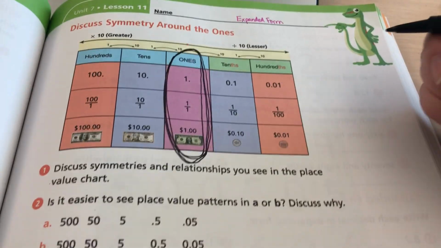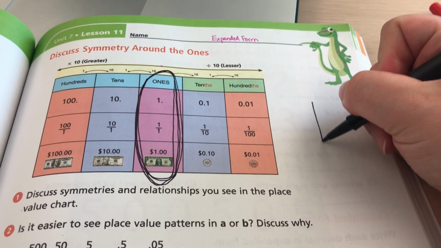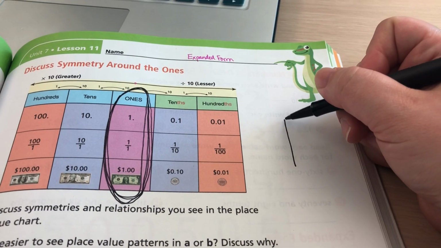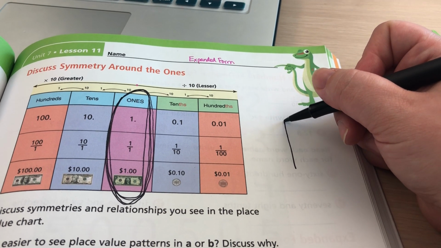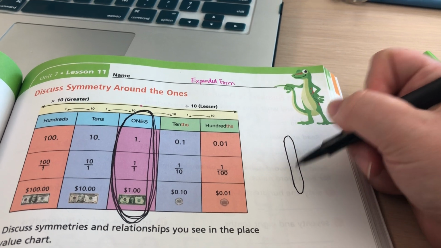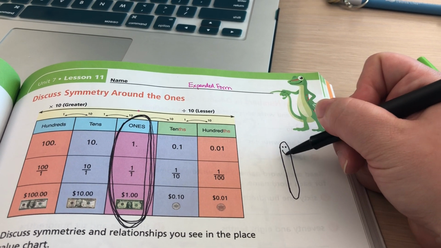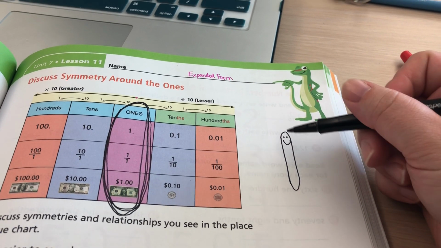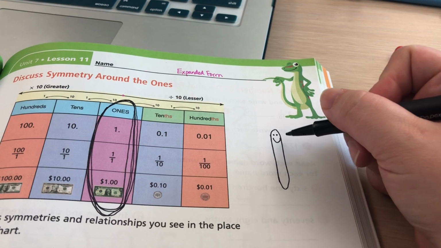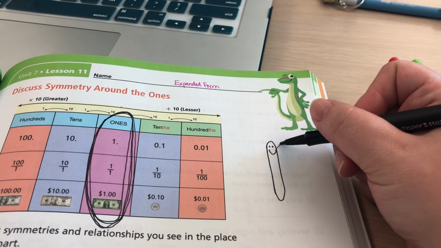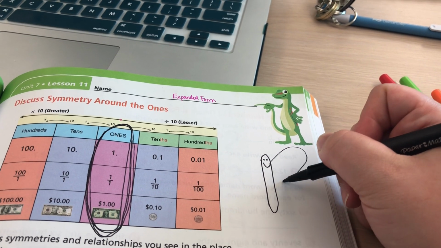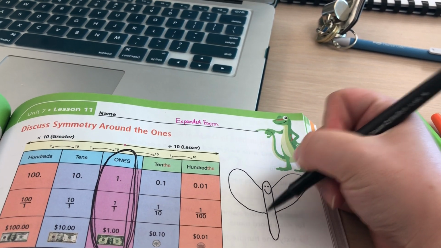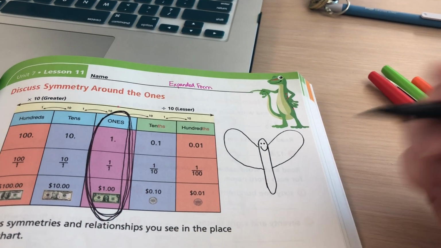So whenever you think of symmetry, I like to think of a butterfly, okay? And I want you to think of the ones as like the stem of the butterfly or like the body of the butterfly, right? It's got a little smiley face, the butterfly. Okay, that's kind of like our ones. That's the center of a butterfly. Now, if you've ever seen a butterfly, whatever is on one side is going to be mirrored on the other side.